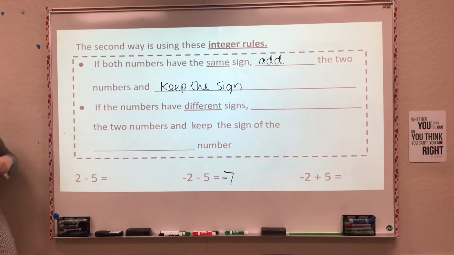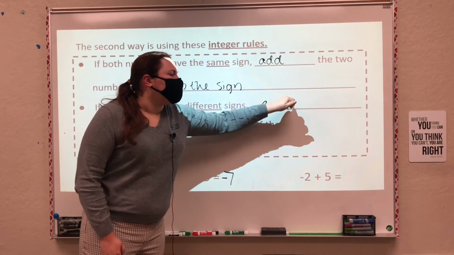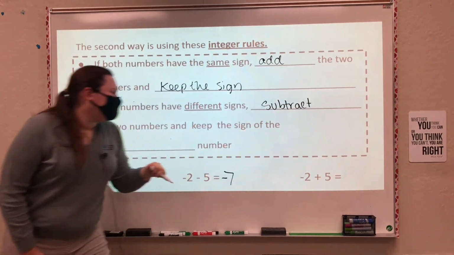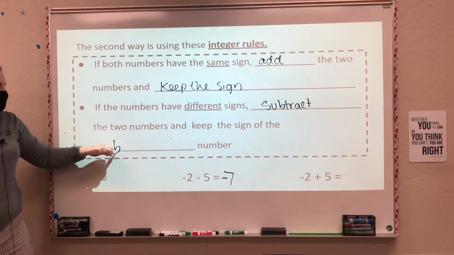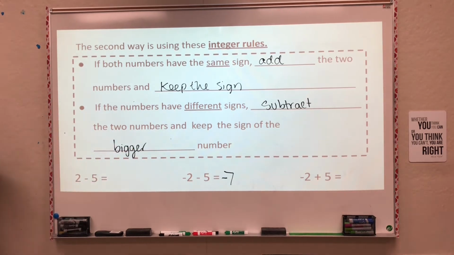That second rule we've got is if the numbers have different signs, you subtract and then you keep the sign of the bigger number. You could say bigger number, larger number, higher number. I've heard it all. So using this second rule here, for something like 2 minus 5, what would we want to do?